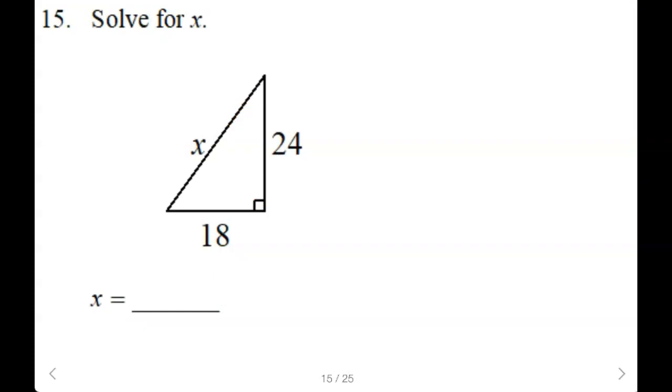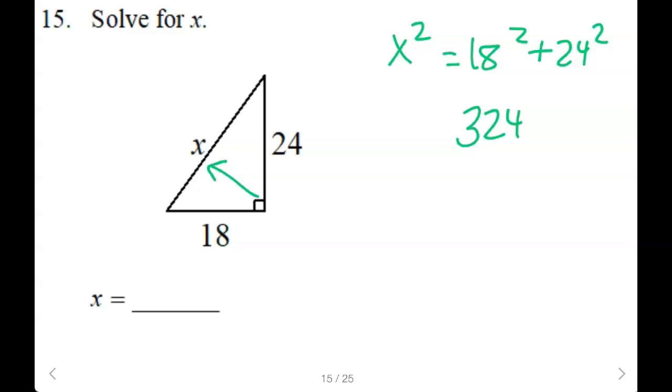All right, here we have two of the three sides in a right triangle, so we can set this up with the Pythagorean theorem. The side across from the right angle is the hypotenuse. So x squared equals 18 squared plus 24 squared. 18 squared is 324. 24 squared is 576. Add these together, you get 900. So x squared equals 900.